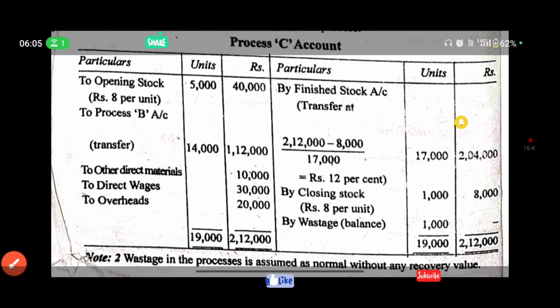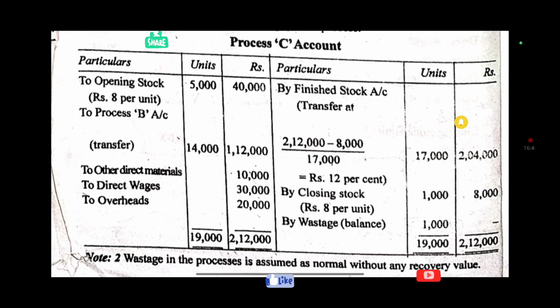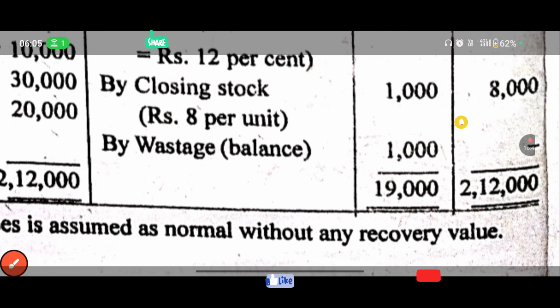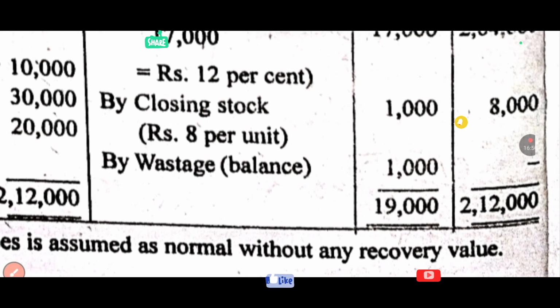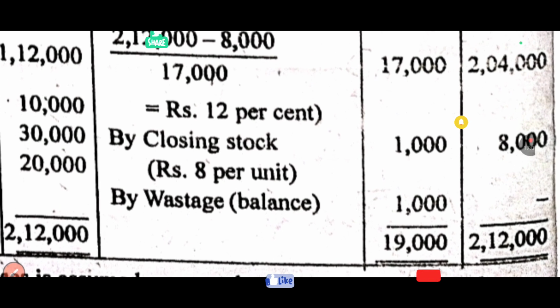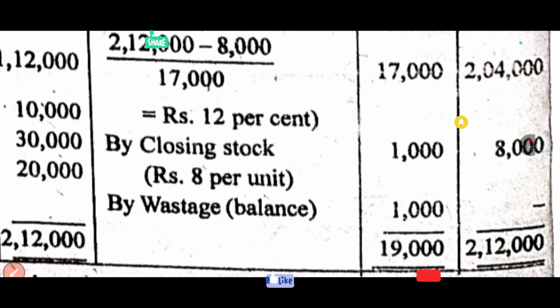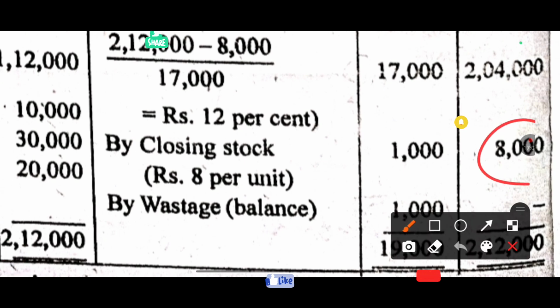Listen, let's find out the output value. Okay, let's take the total. How much total do we have? 2,12,000 rupees. Okay, it is subtracted with 8,000 rupees, you will get 2,04,000 rupees. The balancing figure is 2,04,000 rupees. How can you get it? The closing stock value 8,000 rupees is subtracted from the total value 2,12,000 rupees. You will get the difference 2,04,000 rupees. This is called output value of process C account.